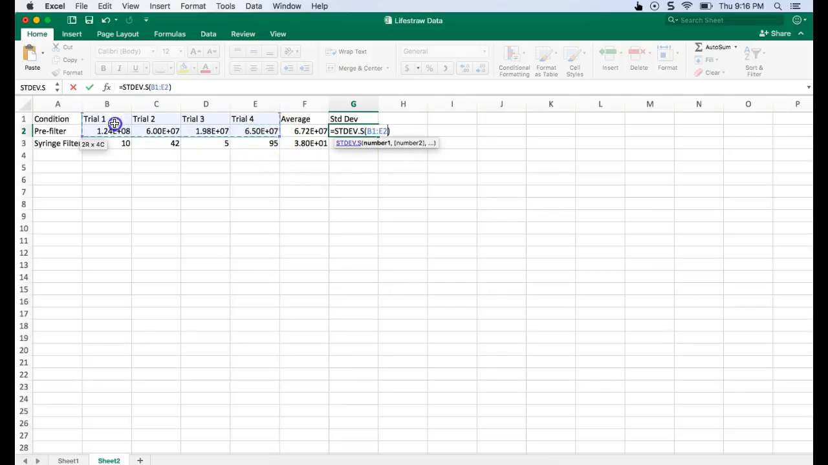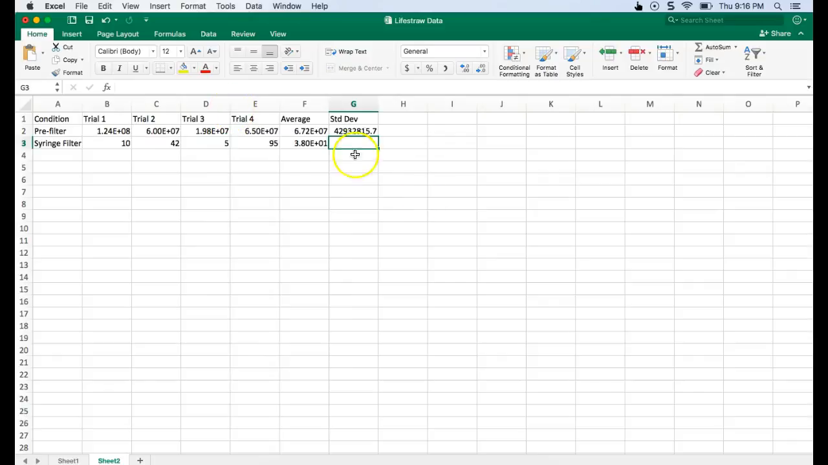And again, by highlighting these 4 pieces of data, hitting enter, it calculates for us a standard deviation for these averages. And that gives us an idea of how spread out these 4 pieces of data are. Are they highly clustered together? So is there low variance in the data, or is there a high degree of variance?